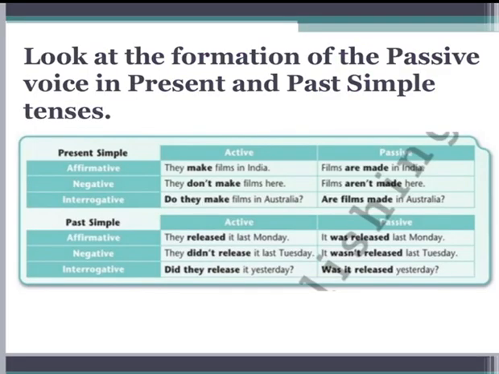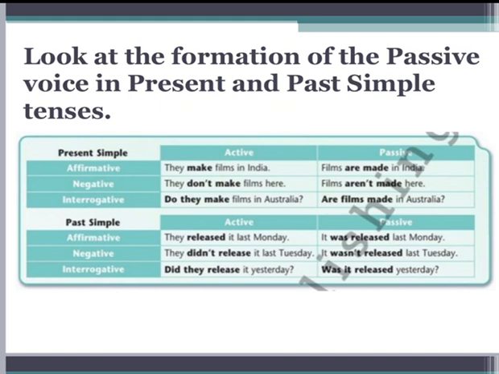Now, look at the formation of the passive voice in present and past simple tenses. Present simple form of active. Here we use main verbs after the subjects, and for negative form we use do or does, and interrogative forms we use do or does before the subjects. In passive forms we use are, is, and the main verb. For negative forms we use not after are and is. And in interrogative forms we use auxiliaries are and is before the subject.